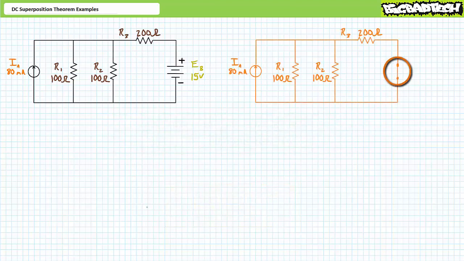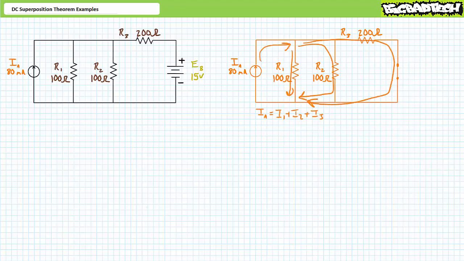Voltage source B has been removed from consideration by replacing it with a short circuit. This has fundamentally changed the nature of the original series parallel circuit. A Kirchhoff's current law analysis of the modified circuit suggests that IA sees R1, R2, and R3 in a pure parallel configuration, such that IA equals I1 plus I2 plus I3.